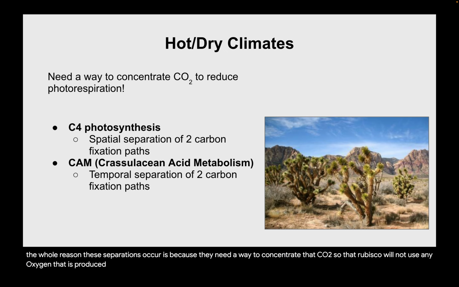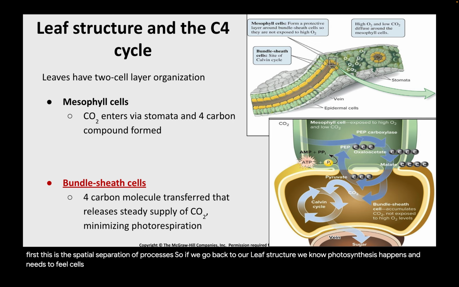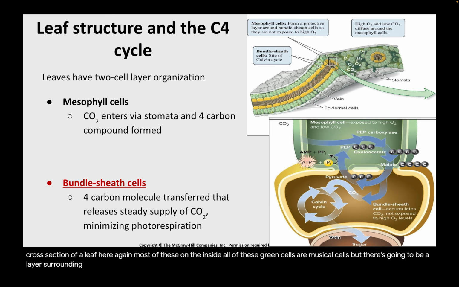All right, we're going to break these down just a little bit further. C4 photosynthesis is what we're going to look at first. This is the spatial separation of processes. So if we go back to our leaf structure, we know photosynthesis happens in mesophyll cells. But in C4 plants, they have the addition of another type of cell we call a bundle sheath cell. If we look at our cross-section of a leaf here, most of these green cells on the inside are mesophyll cells. But there's going to be a layer surrounding any veins inside of the leaves, a layer of cells specifically called bundle sheath cells. So part of the reaction of photosynthesis will happen in the mesophyll cells, and then another part is going to happen in the bundle sheath cell.